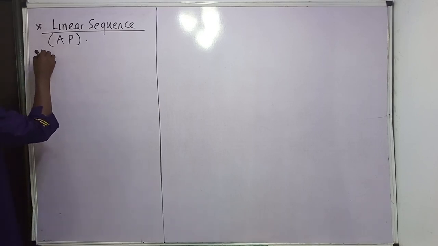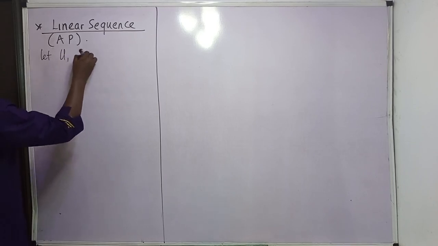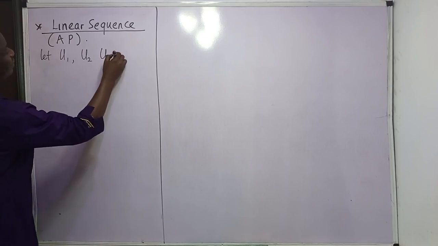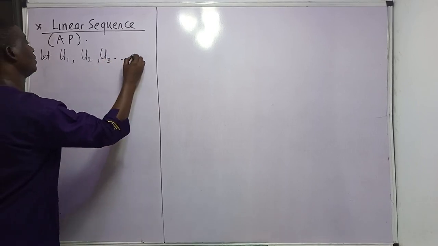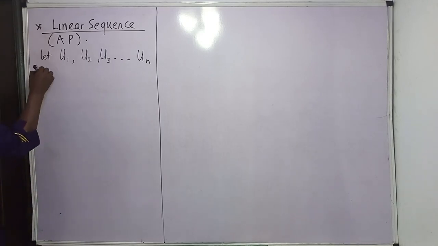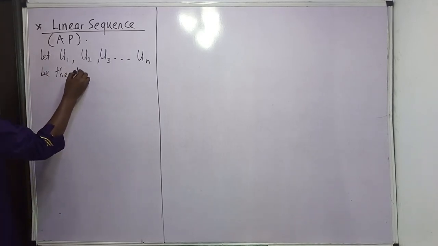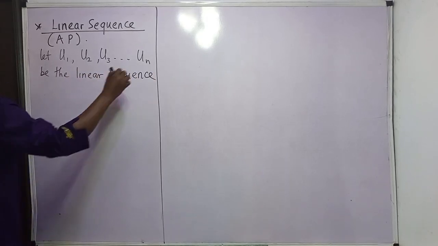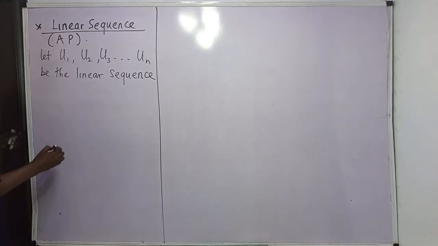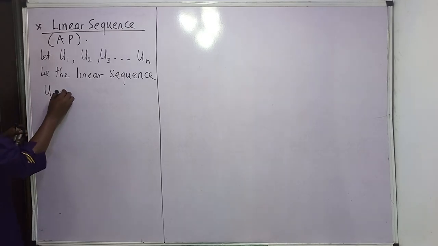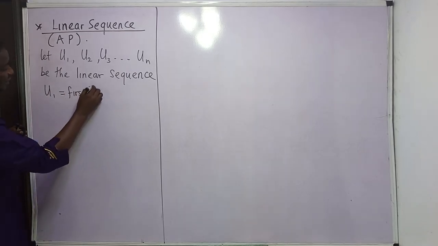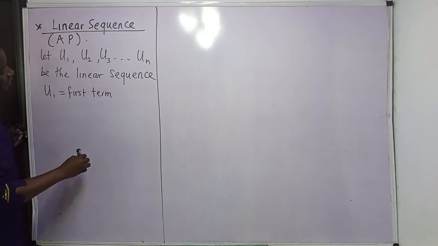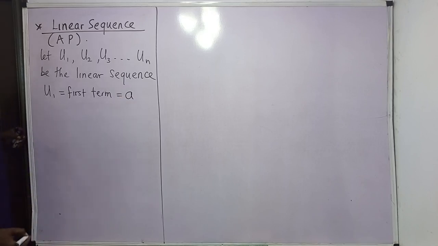Now, let U1, U2, U3, to Un be our linear sequence. Don't forget U1 is what we call the first term. It is given as A, as a symbol.